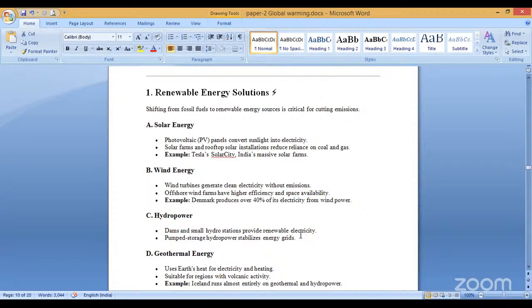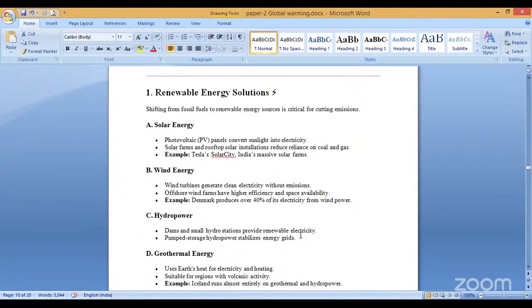The first one is renewable energy solutions, shifting from fossil fuels to renewable energy. Energy sources like these are critical for cutting emissions.